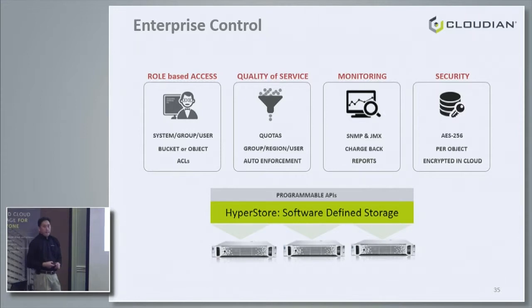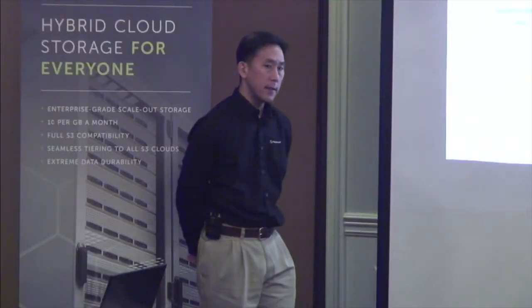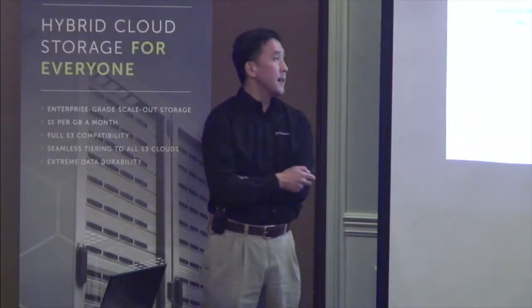So I'm sorry, I just missed that. You can actually encrypt on an object-by-object basis. So one bucket could have plain text as well as encrypted objects? Yes, yes. That's a property of actually the S3 API, one of the new ones. Okay.